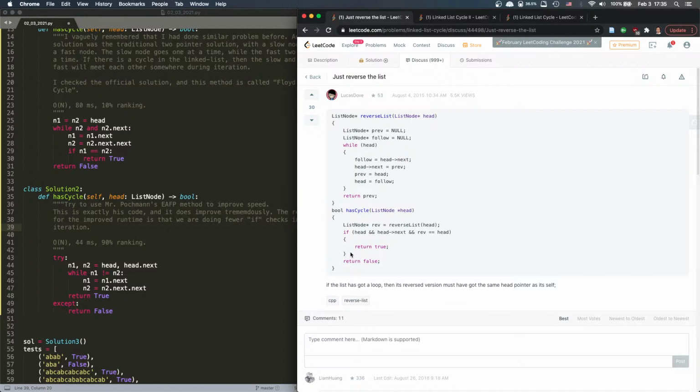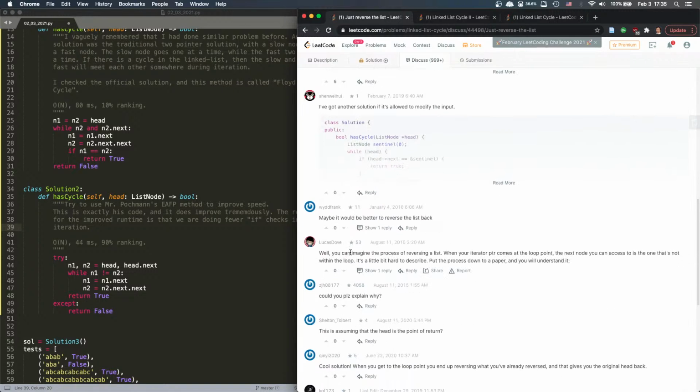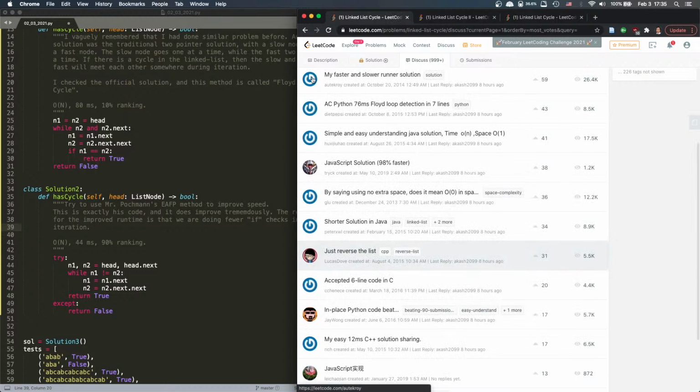Wait, how does that work if you want to do it in place? We point this way, and we point this way, and then go here, point, point, point, and we end up. Then its reverse version must have the same head pointer as itself. Yeah, that is correct. That's a good thought. It's actually a good thought. You know, you kind of get stuck in this tortoise and hare thing.